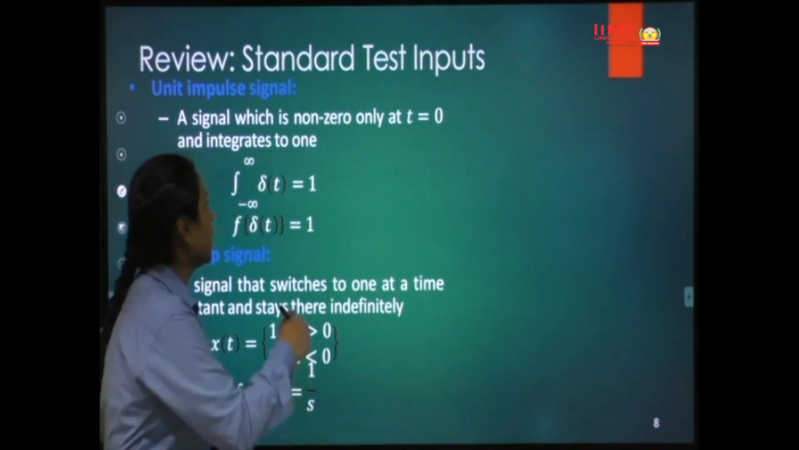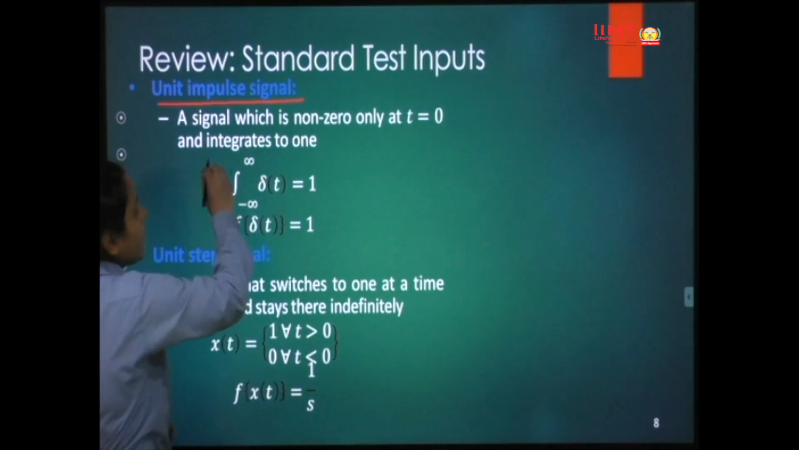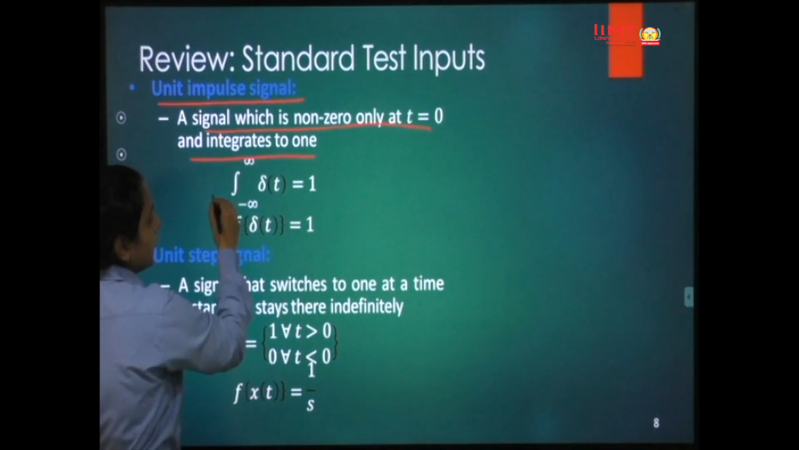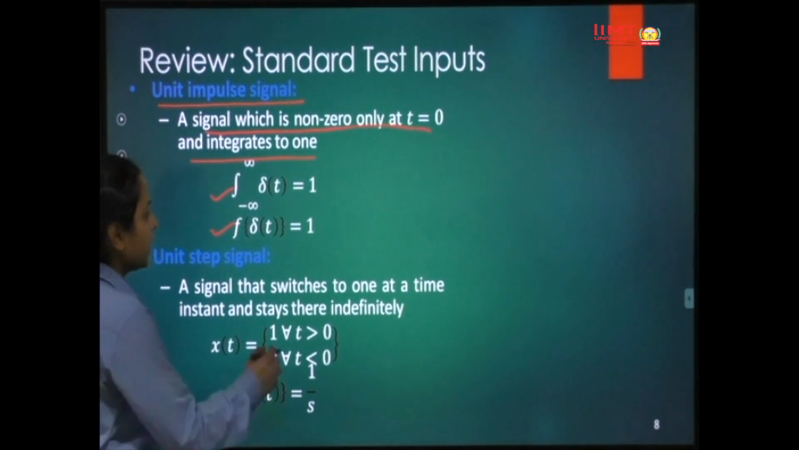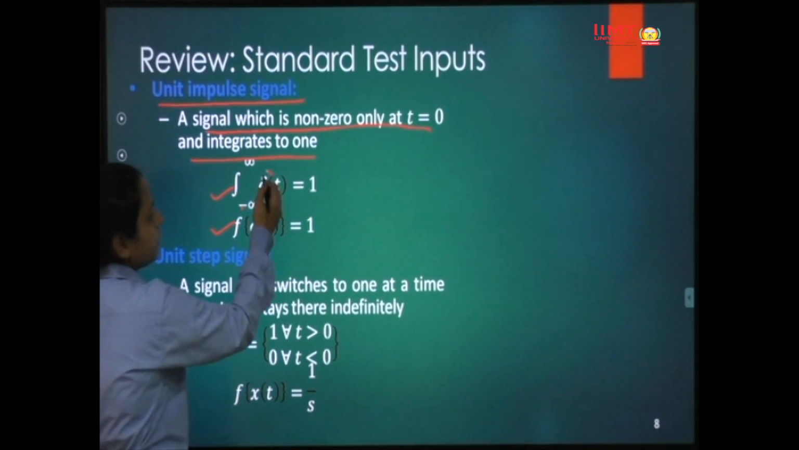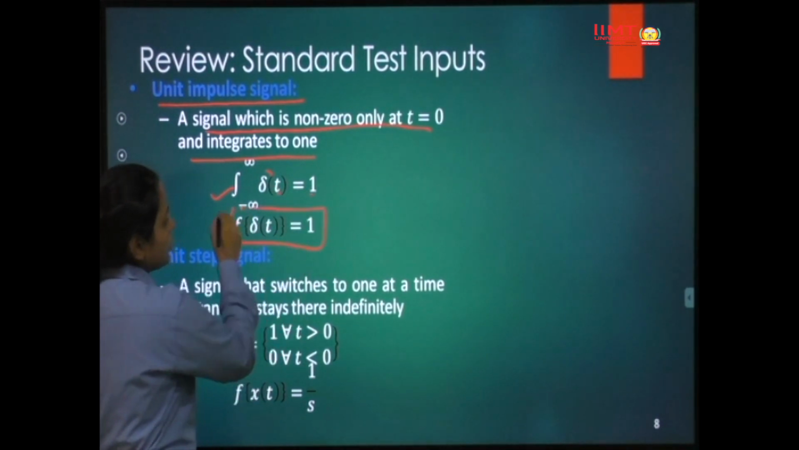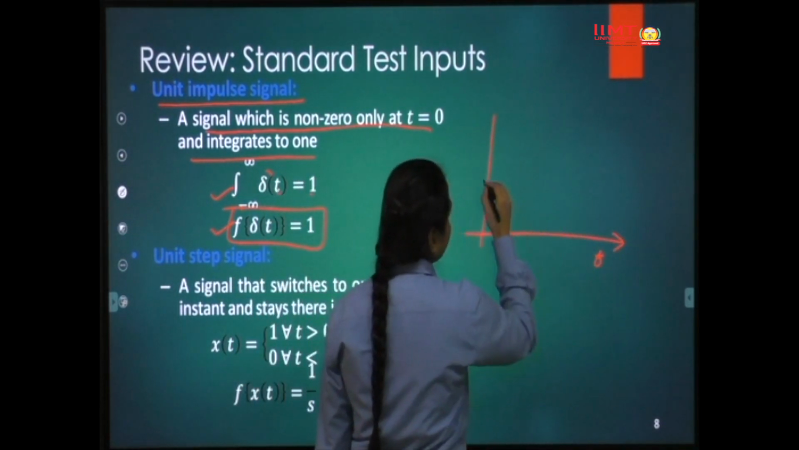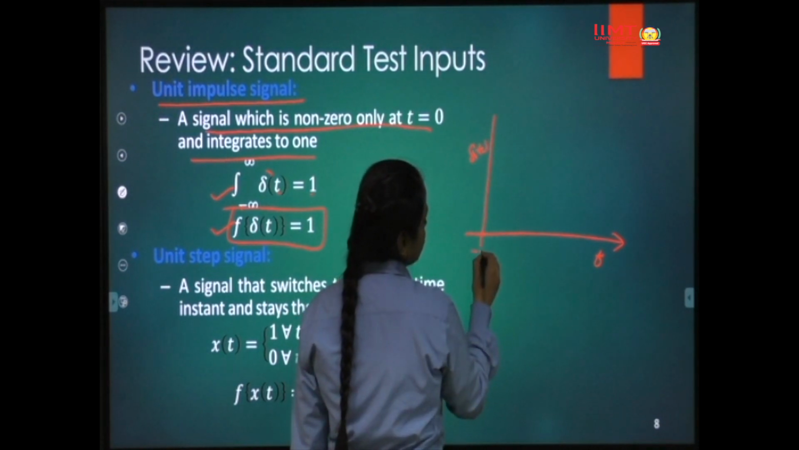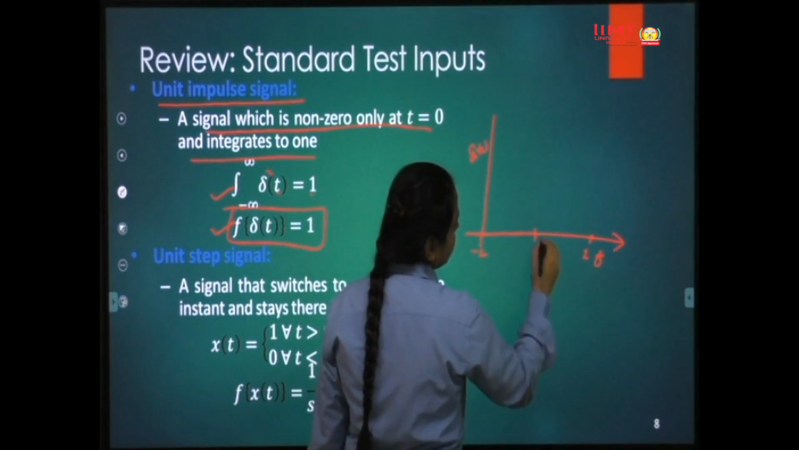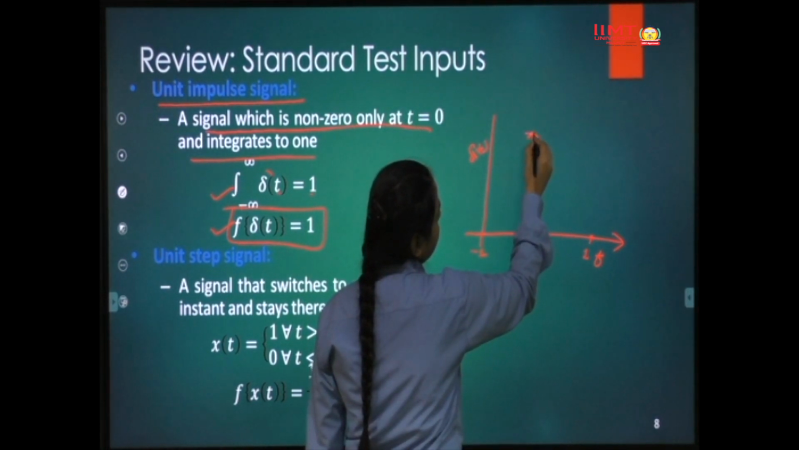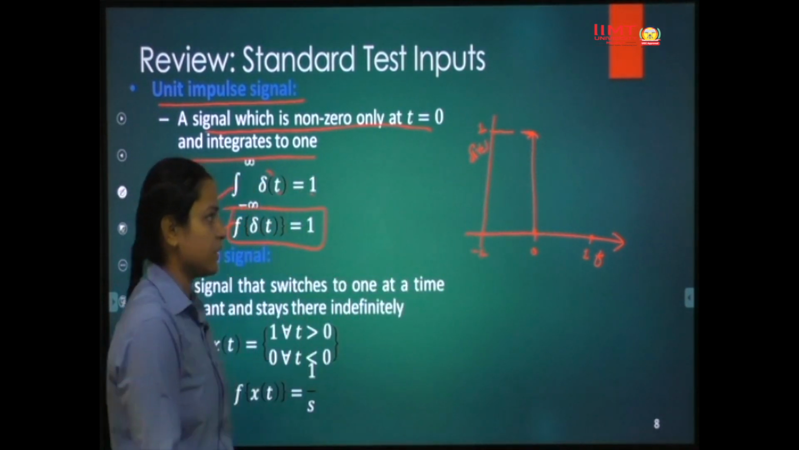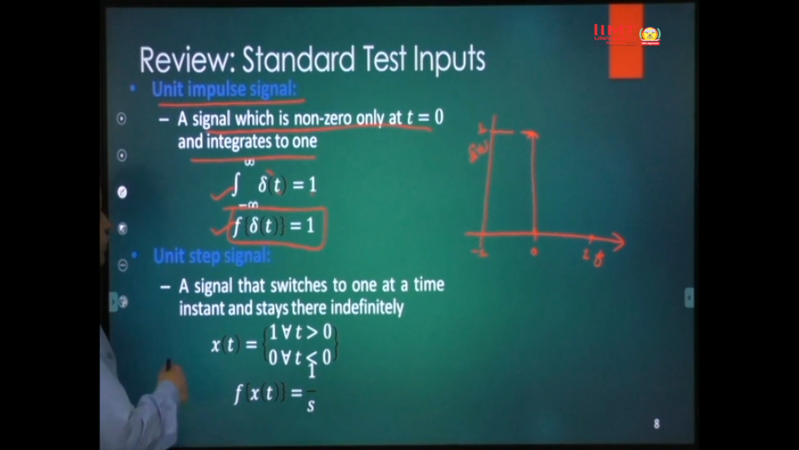So what are these test signals? First one is the unit impulse signal. It is a signal which is non-zero only at t equal to 0 and it integrates to 1. Mathematically it can be represented as the integration from minus infinity to infinity of delta t equal to 1. In graphical representation, if this is t and this is delta t, with minus 1, 0 and 1 marked, then it is 1 at t equal to 0 only. So this is the graphical representation of the unit impulse signal.